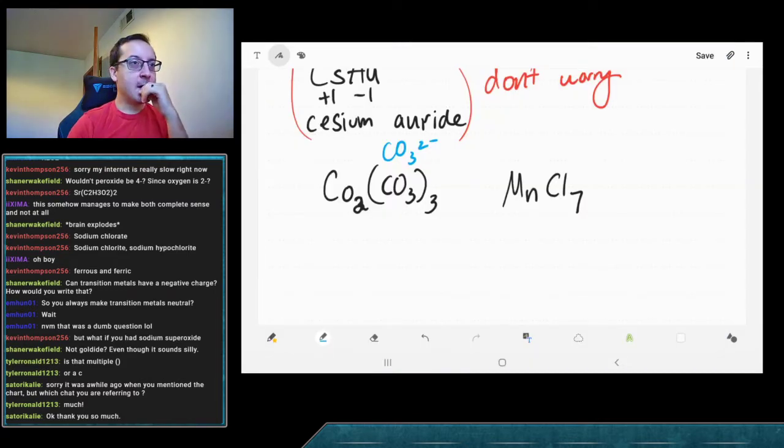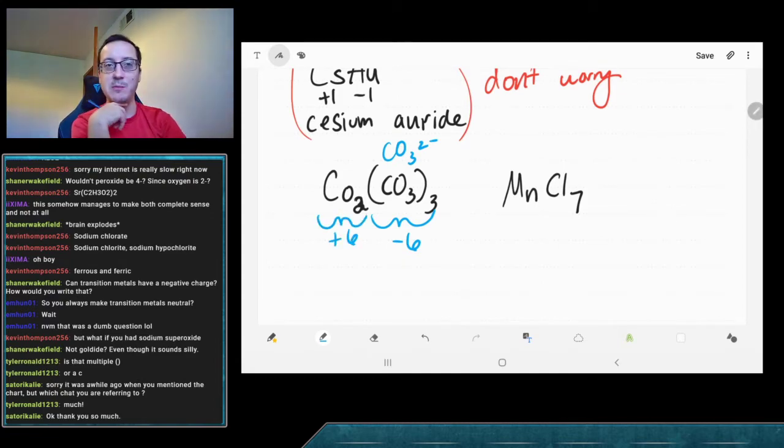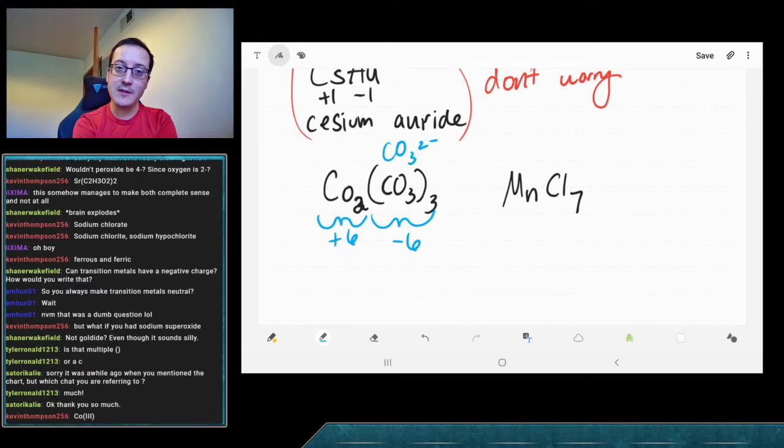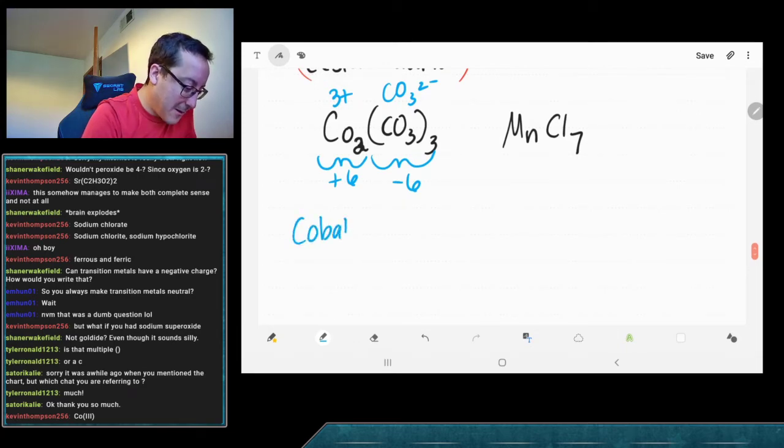Cool. So we know carbonate is 2 minus, right? So if we have 3 of them, that means overall this part is -6. Each carbonate is -2, 3 of them overall means -6, which tells us that our positive side must be +6. Remember, they always have to cancel out. And since we have 2 cobalts there, each cobalt is going to be 3+. Exactly. So we're going to write cobalt 3 carbonate.